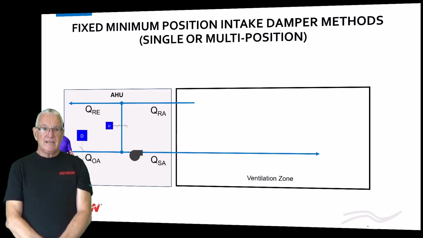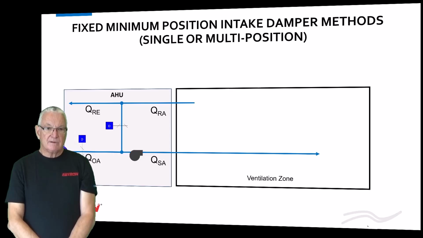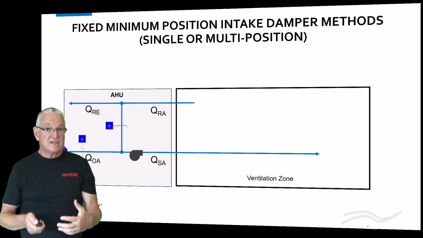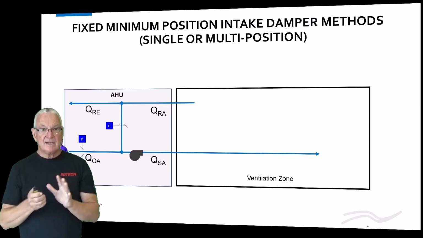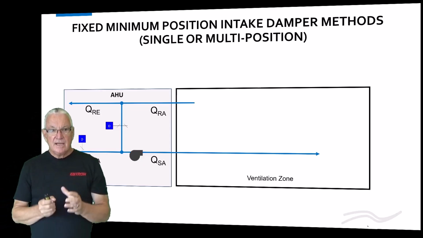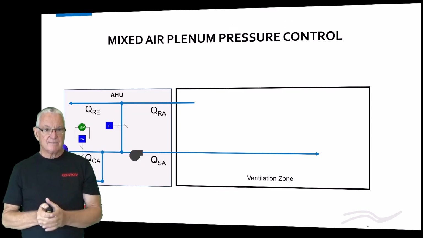When you have the fixed minimum position intake damper, and you look at this, we've already talked about the problem of wind and all these things. So I'm just going to go through this quickly just to give you an idea of what I'm talking about. I have a little summary table. So in this case here, you have a fixed or multi-position damper. You're setting up the test and balance.